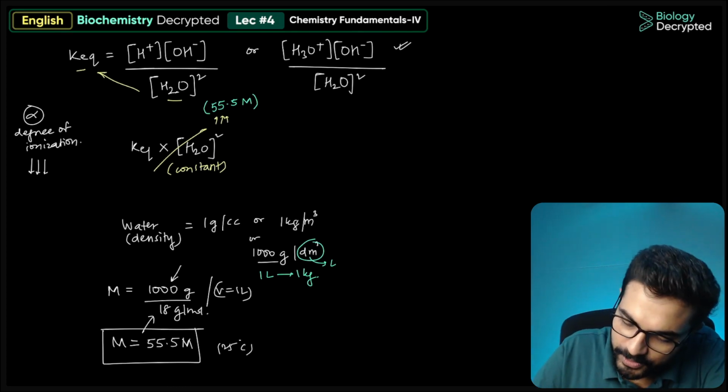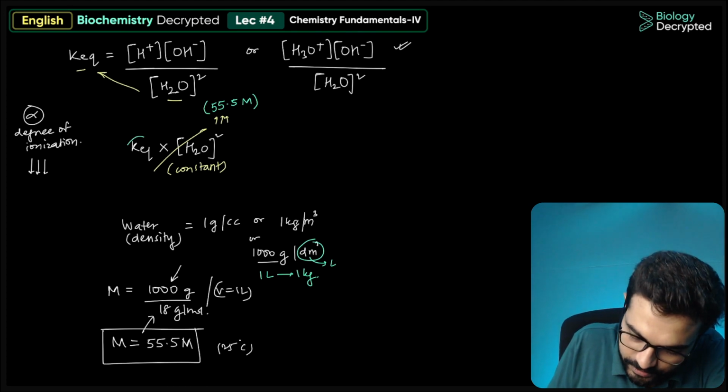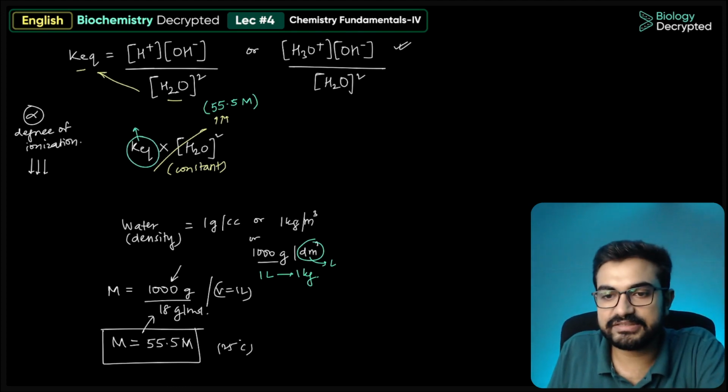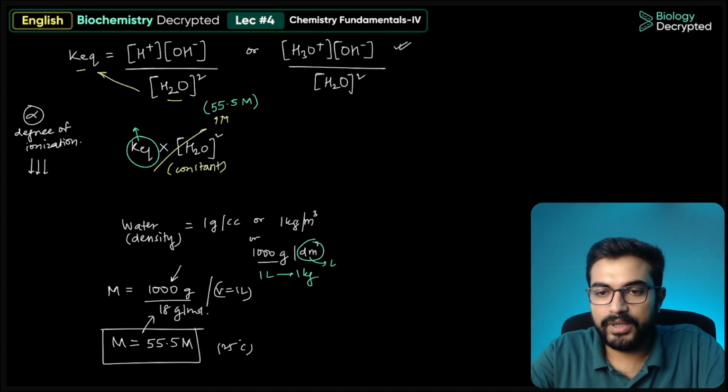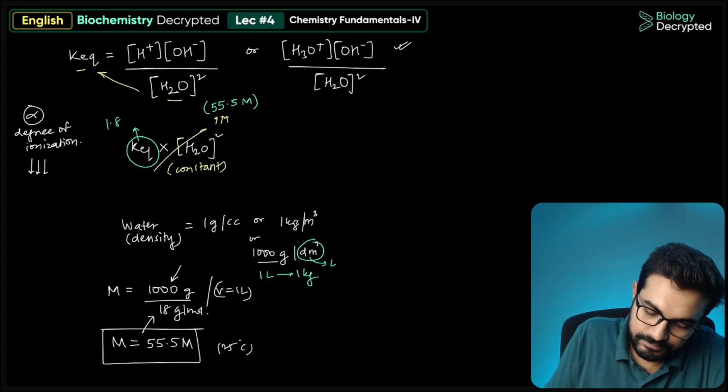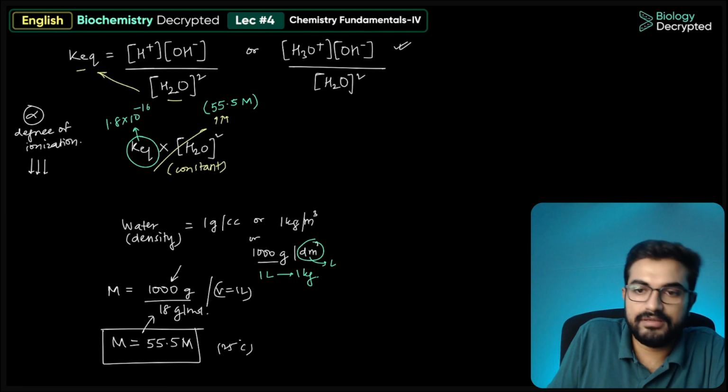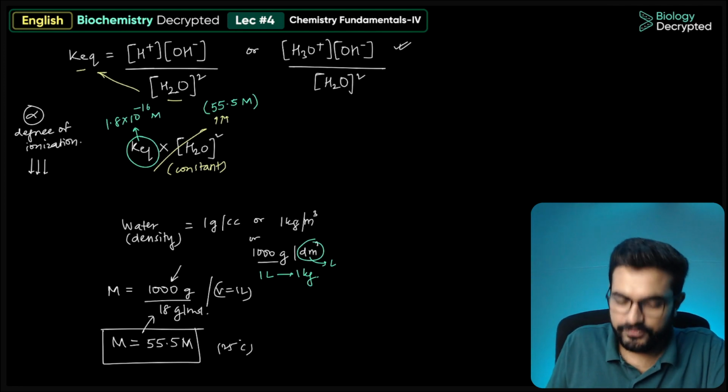Also, if we talk about the KEQ, the equilibrium constant, this can also be calculated, and the value that we get here is 1.8 into 10 to the power minus 16 molar. So this is how we actually multiply both.